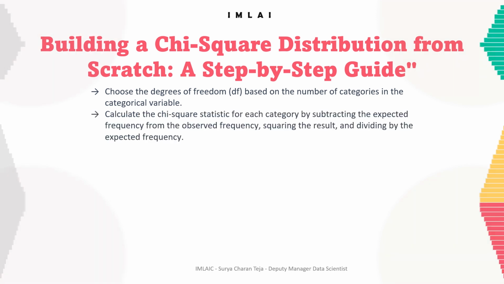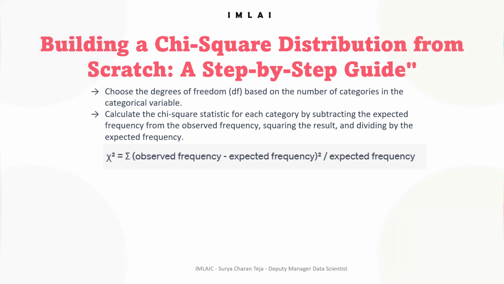Once you have calculated the degrees of freedom, then we will calculate the chi-square statistic for each category by subtracting the expected frequency from the observed frequency, squaring the whole result, and dividing by the expected frequency. Then we'll get the chi-square that you can see on the screen, and we have to do this calculation for each category. If you have 5 categories, you will get 5 chi-square scores, and if it is 10, you will get 10.